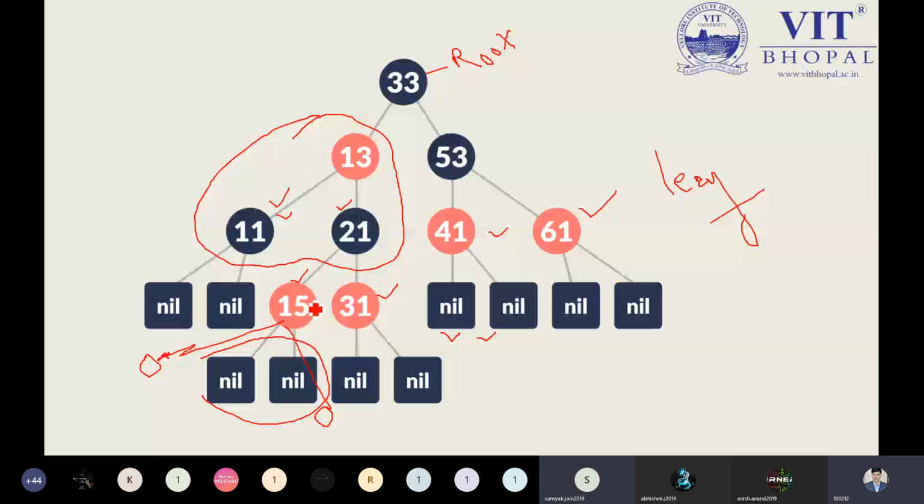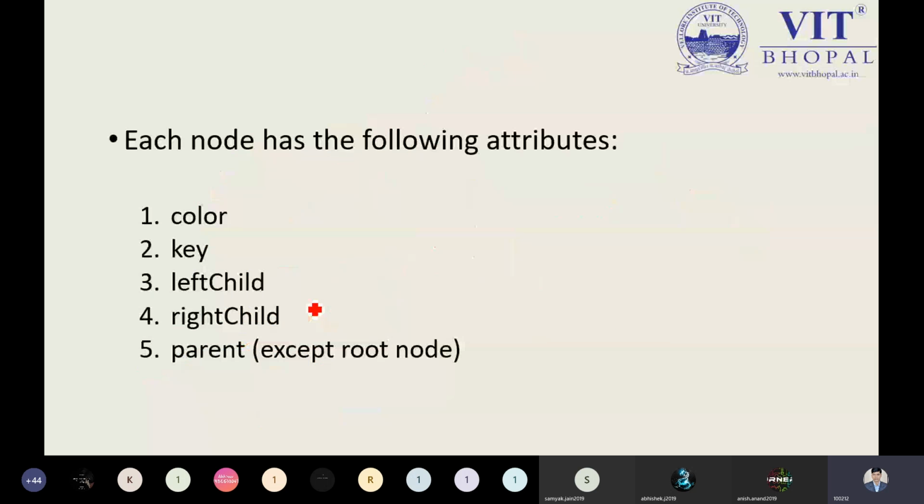Okay, let us understand through an example. I am just coming to that part. वो हम देखते हैं. Don't worry about it. Each node has the following attributes: one is color, next is key, that is the value, then the left child and right child, and we have the parent, except for the root node. These are a few important parts of each node which are necessary to understand the red black tree. So we can say these are the attributes.